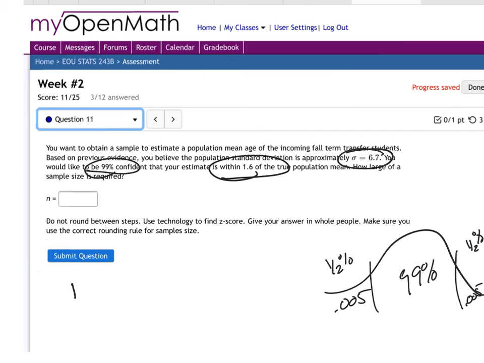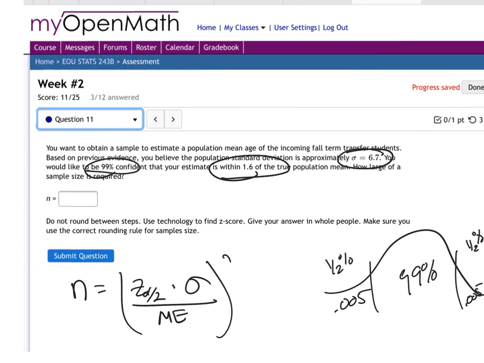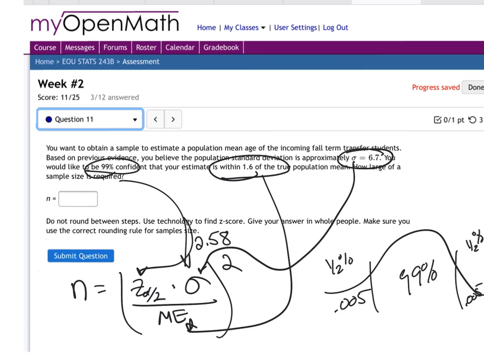So you fill in that same thing, n equals z alpha over 2 times sigma divided by the margin of error that they give you, all of that squared. So this number should be something close to 2.58. Oh, sorry, this number. This number goes here, and that number goes there.